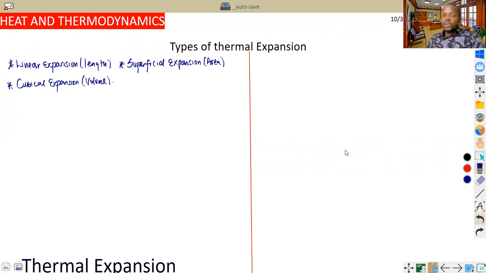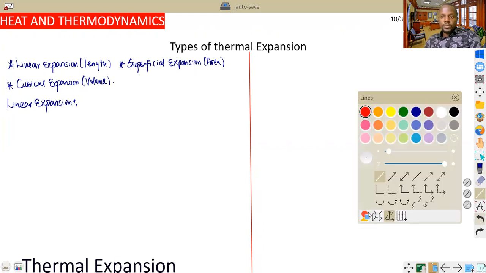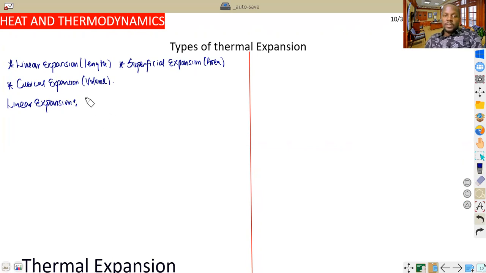To start with, we are going to start with the first one, which is linear expansion. To understand the concept of linear expansion, we are going to consider a rod. Let me draw a rod. We said this type of expansion is an increase as a result of change in length. So we have a rod. Diagram not drawn to scale.